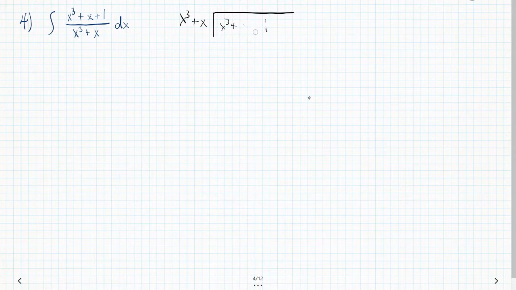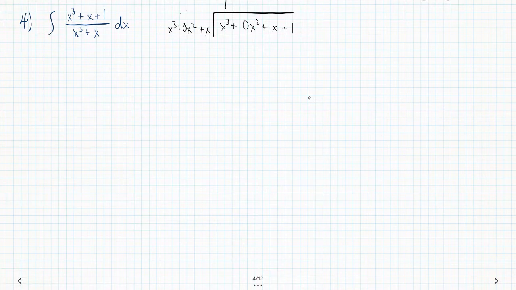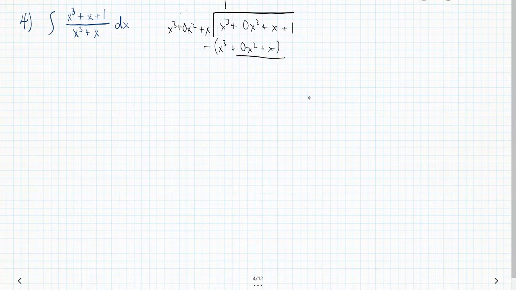Luckily, and so actually I should be careful here. Some of you might see right away what your remainder is going to be, but just in case you don't, we'll put the 0x squared in there. But notice this is x cubed plus 0x squared plus x is what we can write down below. Okay. Well, notice this goes in here once. And so when we subtract these two things, we get 0 for everything. It just cancels out. And so we drop down the plus 1. So notice this 1 can't divide in here anymore. This is our remainder.